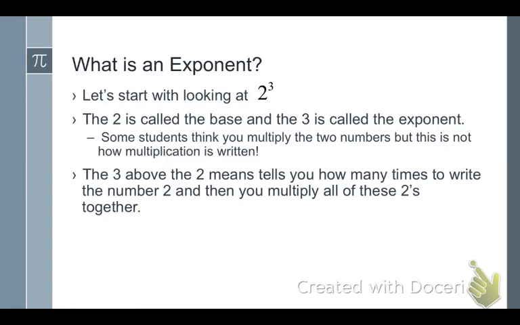So let's start with looking at the 2 cubed. What does this mean? The big mistake students make is they think it means multiplication. It does involve multiplication, but you're not multiplying the 2 times the 3. The 3 above the 2 tells you how many times to write the number 2. So this tells me I am going to write the number 2 3 times and multiply them together. When I do that, I don't get 6, which is 2 times 3. I get 8. So you must do this operation correctly.